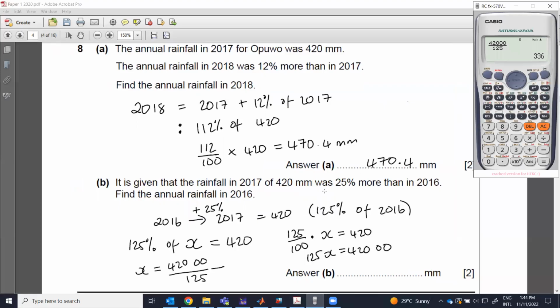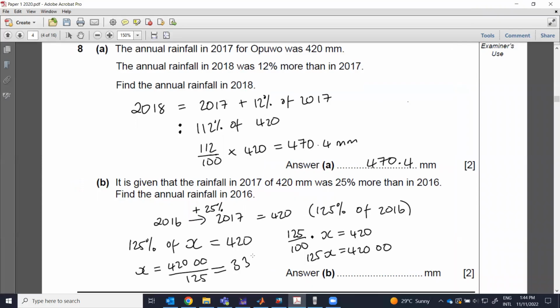Okay, so our answer is 336. So this is equal to 336.